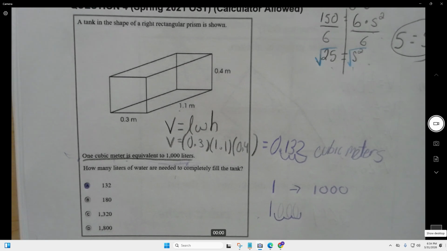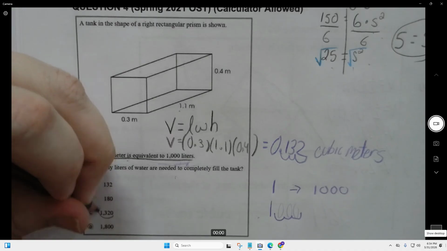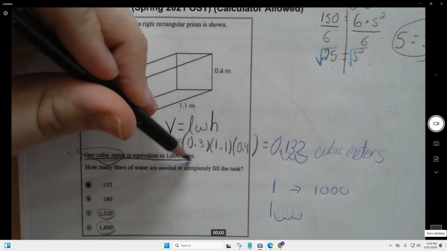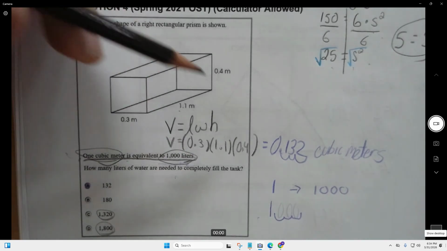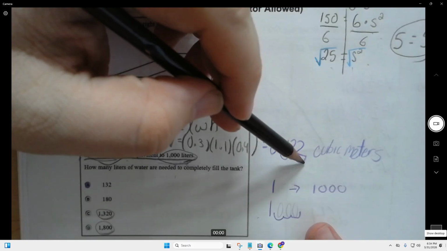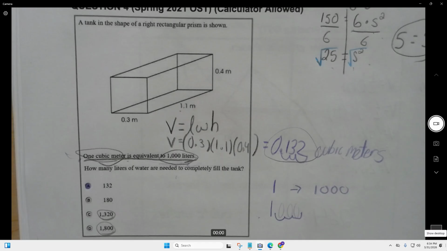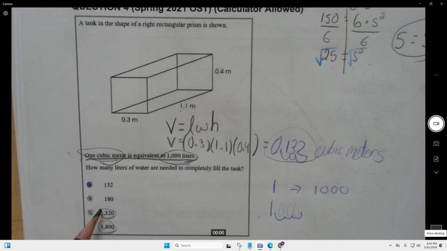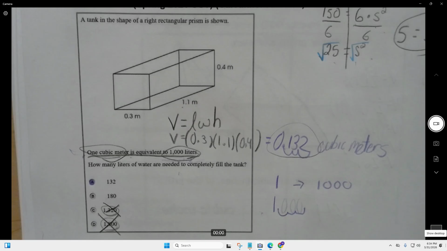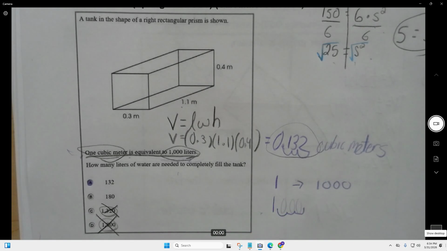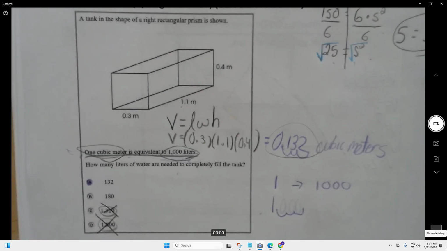Because if you look at the answers, does it make sense that your answer would be over 1,000? No, because 1 cubic meter is equivalent to 1,000 liters. You don't have 1 cubic meter. You have less than 1 cubic meter. So your answer should be less than 1,000. So these should be eliminated right away. As soon as you see that your volume is less than 1, you know that it's less than 1,000 liters. It goes away.